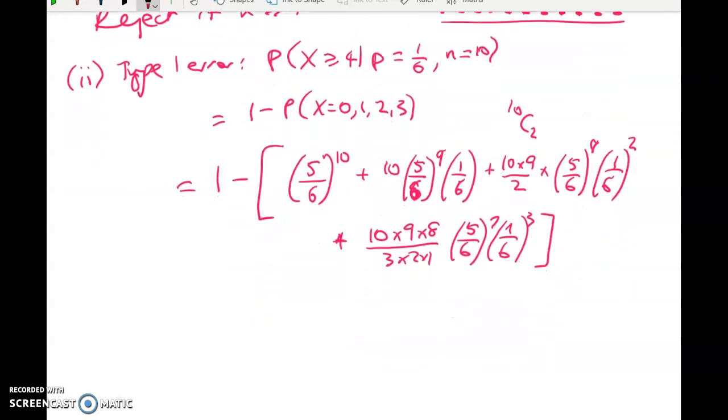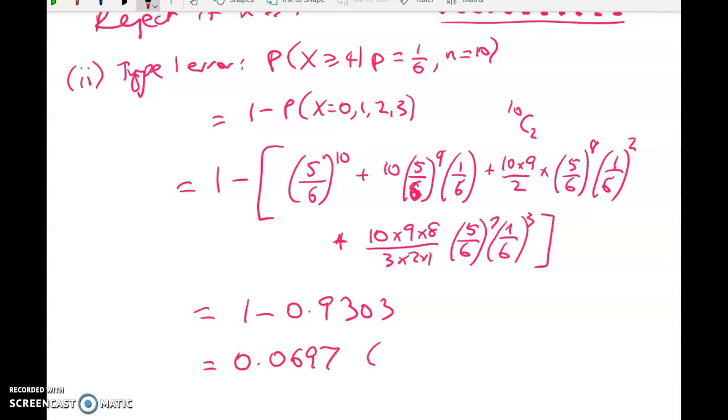There. So when you work all of that out, and you need to work that out pretty carefully because some of you did screw this bit up, we get 1 minus 0.9303, which gives us a final answer of 0.0697, and again that is to 3 significant figures. So there you go, there's your type 1 error.